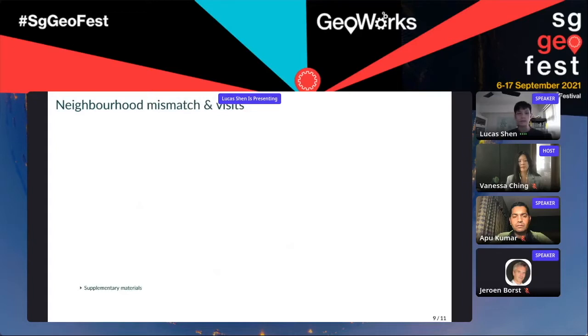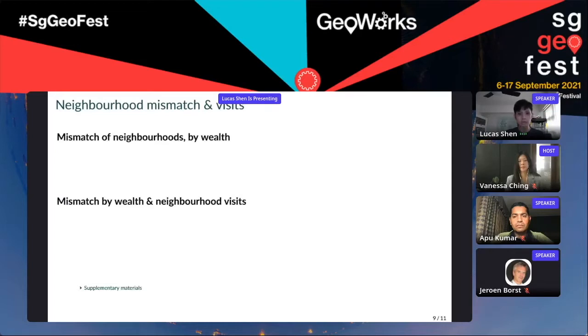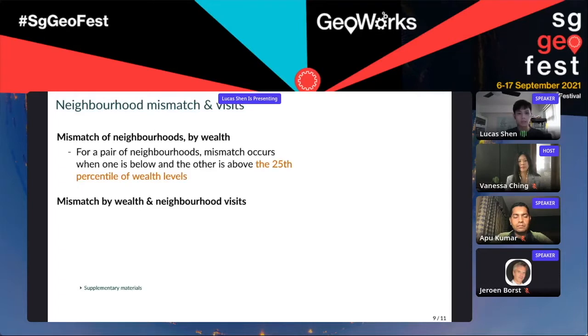Once we have neighborhood wealth levels, we can start answering the question, what is the effect of differences or mismatch in wealth levels on neighborhood visits. But first, we will talk about what we mean by mismatch of neighborhoods by wealth levels. Our definition is a very simple one. If we take a pair of neighborhoods, then we have a mismatch if one of the neighborhoods is below the 25th percentile of wealth levels and the other one is above that cutoff. It doesn't matter which order it occurs. So this is a mismatch, we call it.